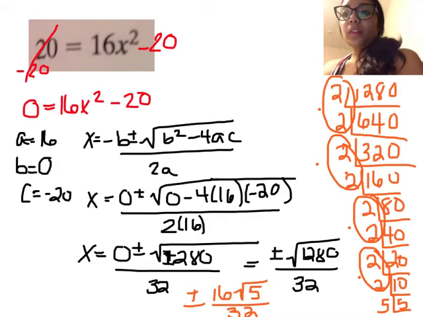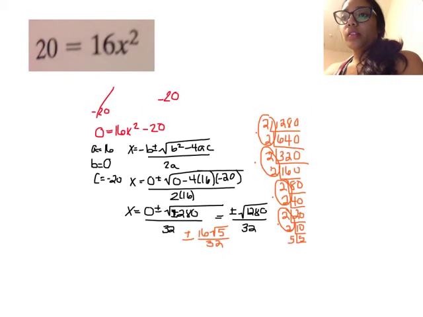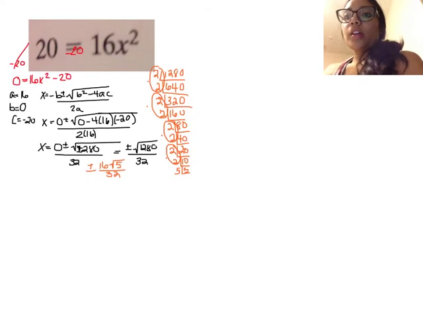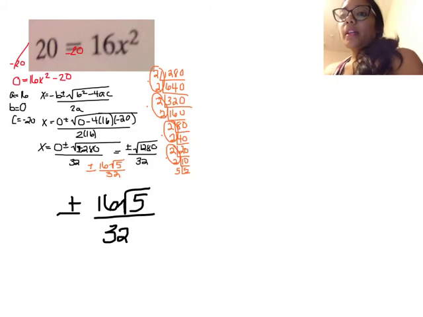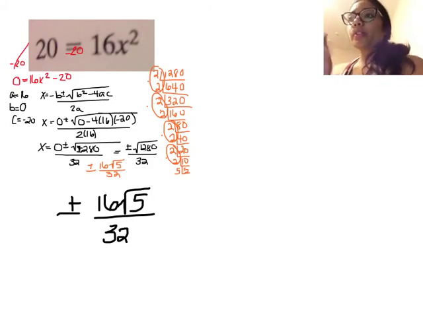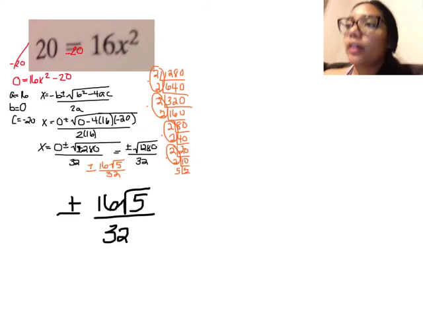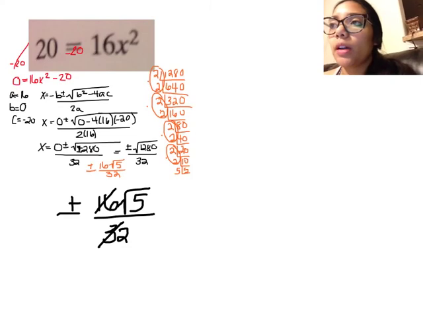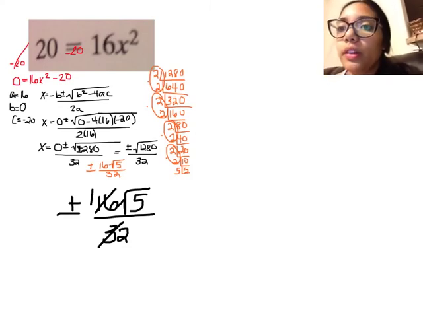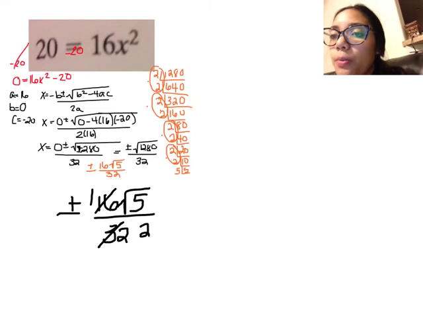Okay, so make this smaller so I have more room to work. Plus or minus the square root of 16 times the square root of 5 over 32. Well, that means first I need to do one more step before I can have a plus value and a minus value. That means I need to reduce. 16 and 32 can both be divided by 16, so I'm left with 1, and then I'm left with 2.